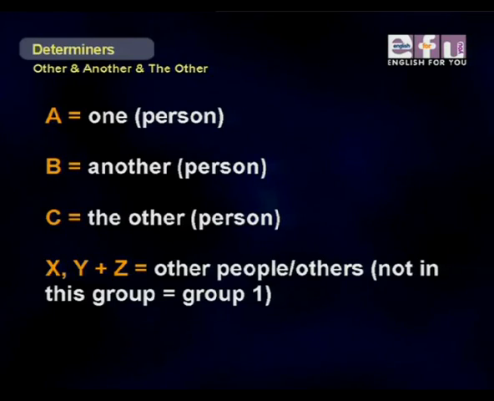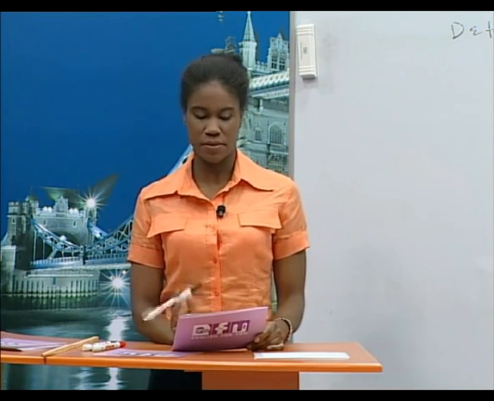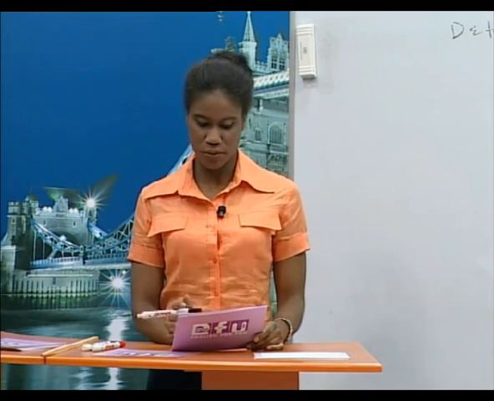So we can talk about things like this. A is one person, B is another person, and C is the other person. X, Y, and Z are other people or others not in this group, in a different group. Because X, Y, and Z are not in group 1, our group, we use the other or the others when they are not a part of the group that we belong to or that we know about.